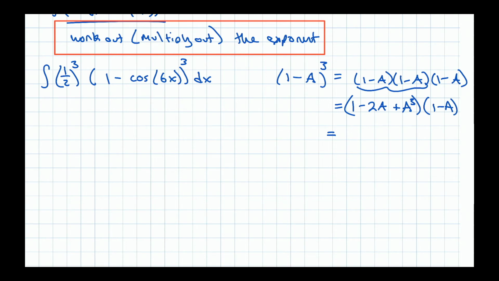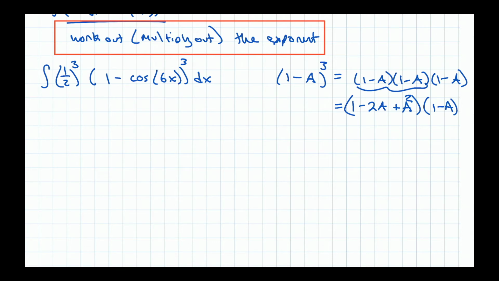And then you would multiply this out. So you're going to multiply the 1 by everything and get 1 minus 2a plus a cubed. But then you're going to multiply the a by everything, and you're going to get minus a plus 2a squared minus a to the... Oh, okay, there's a mistake here. Sorry. I don't know why I put a 3 there. That's a 2, right? Sorry.